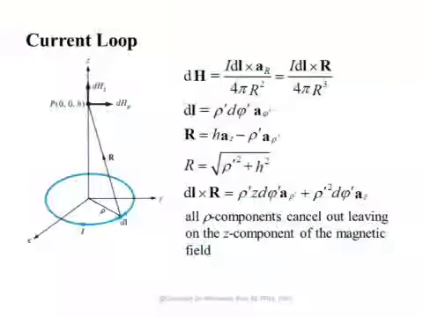In the second application of the Biot-Savart law, we consider calculating the magnetic field resulting from a current loop in the XY plane as shown here. It is centered at the origin, and we'd like to calculate the magnetic field at some point on the z-axis, at height h. So the point we are considering is (0, 0, h), where h can be any number.